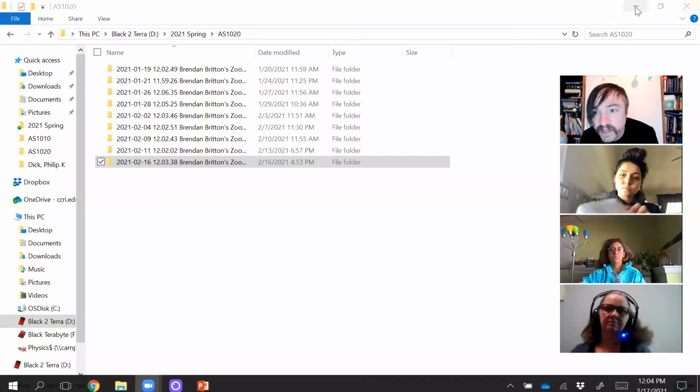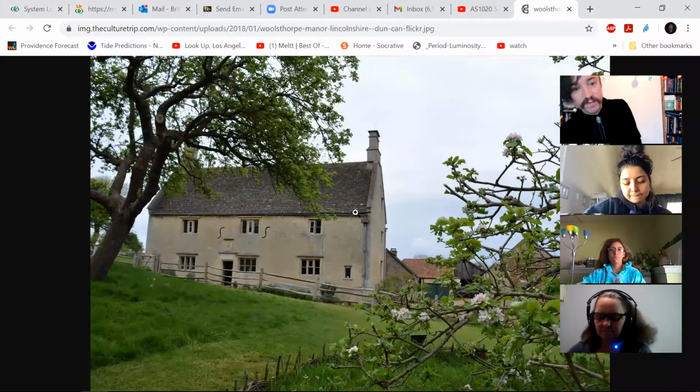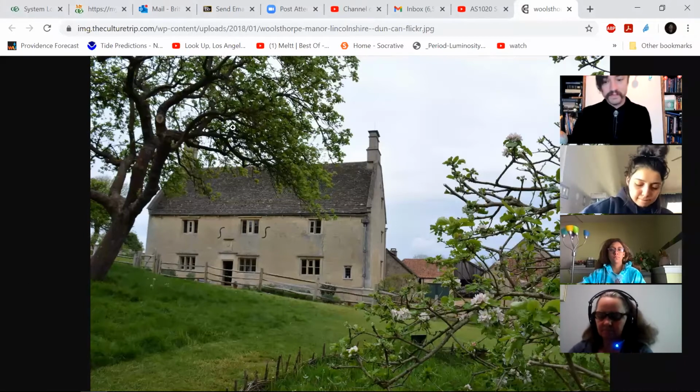Okay, let's start by talking about Woolsthorpe Manor. Isaac Newton's ancestral home still exists today. And if you type Woolsthorpe into the internet, the very first thing that comes up is a picture of his ancestral home. And you'll notice that in the foreground, you can see an apple tree.